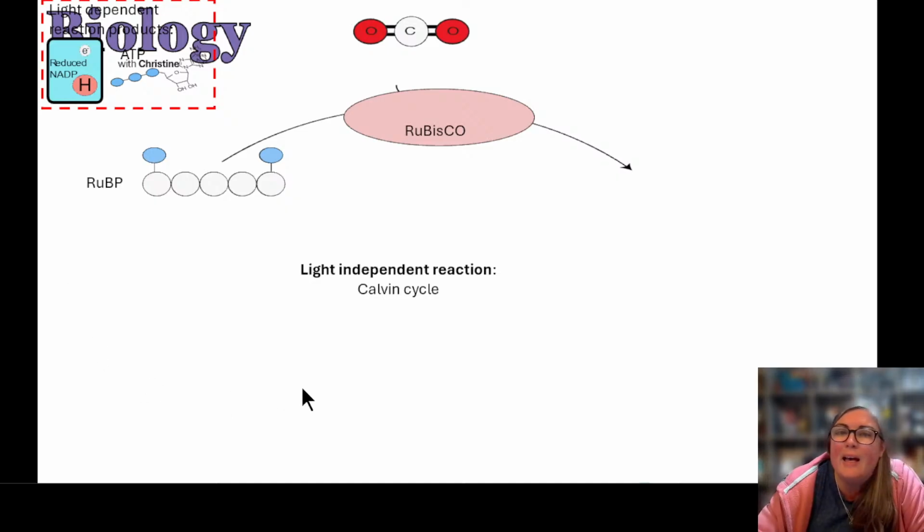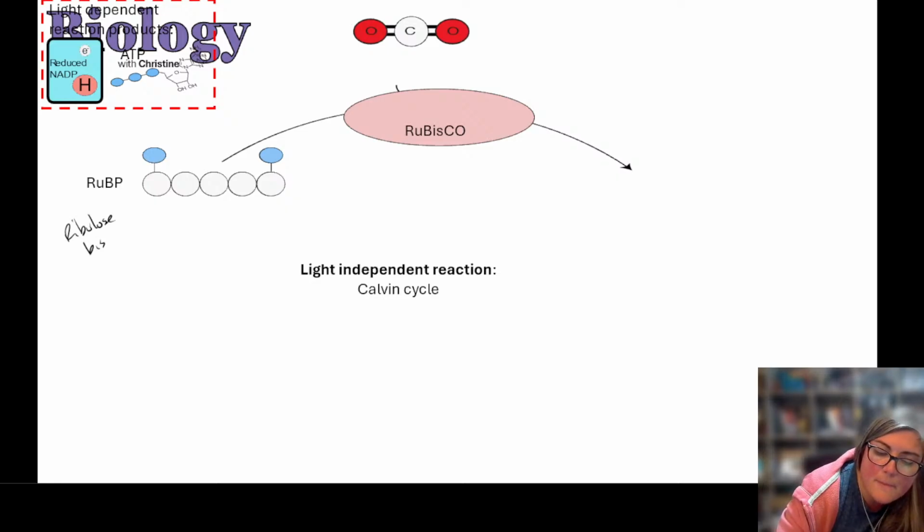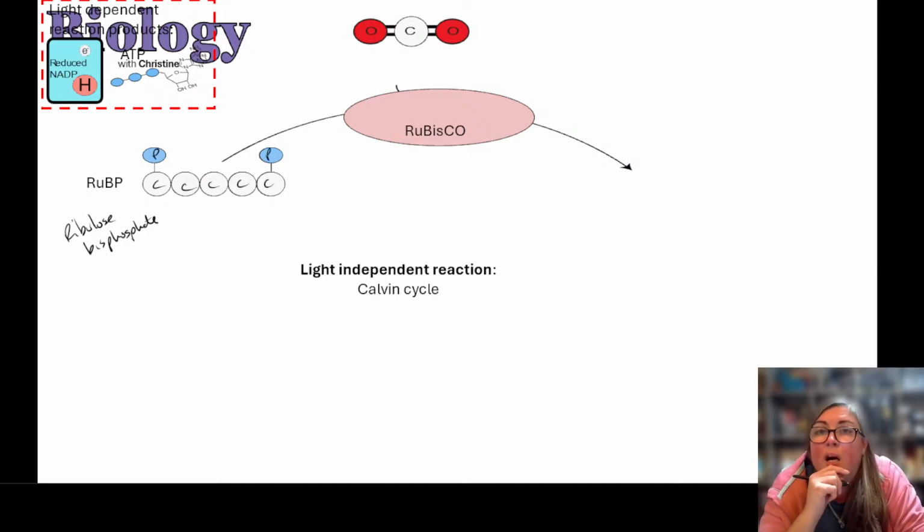So we're currently at the light independent reaction. We made reduced NADP and ATP in the light dependent reaction. So now we're going to use them. So we have this RuBP. The RuBP, that you need to know its name, is ribulose biphosphate. So we have a 5-carbon molecule. This 5-carbon molecule has 2 phosphates attached, which is why it's called RuBP.